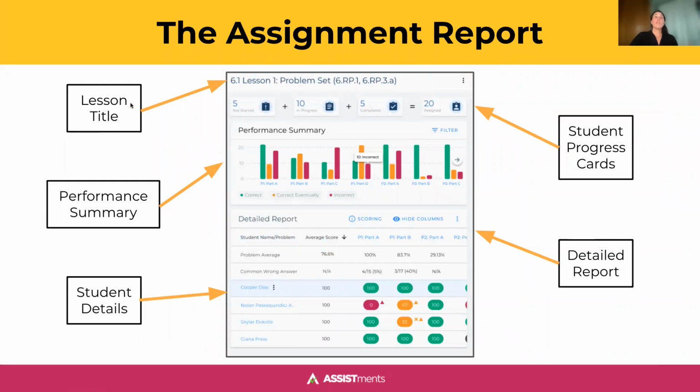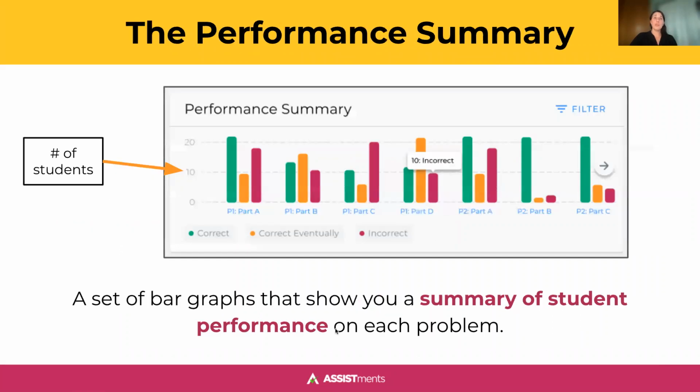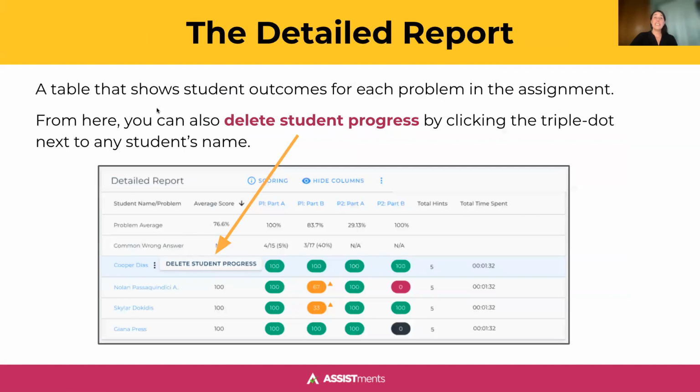So on the assignment report, we start with the lesson title, the student progress cards, performance summary, detailed report, and then all of the student details are down here at the bottom. The progress cards tell you how many students have not started, how many in progress, and how many completed, along with timestamps. The performance summary gives you bar graphs that give you a summary of student performance on each one of the problems.